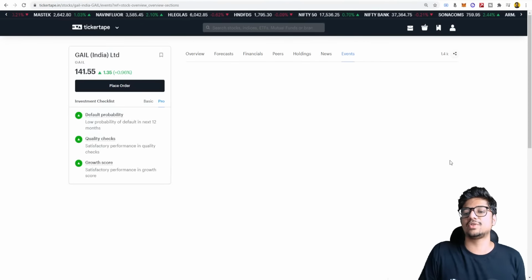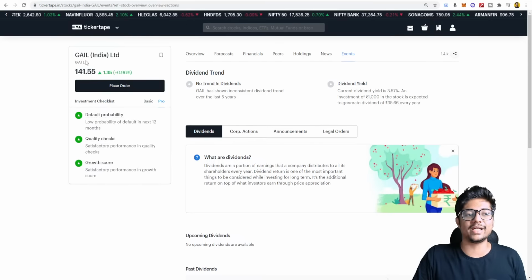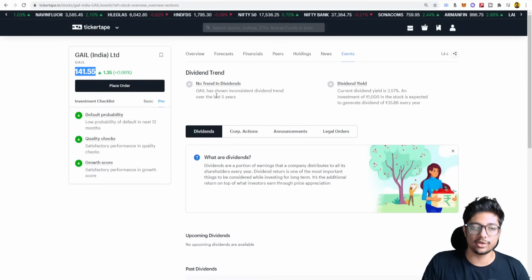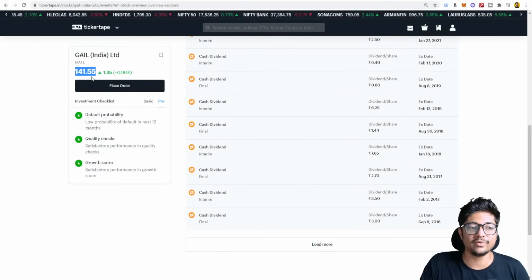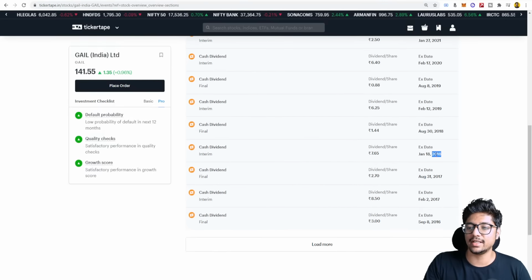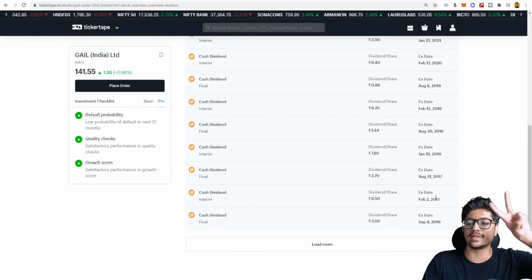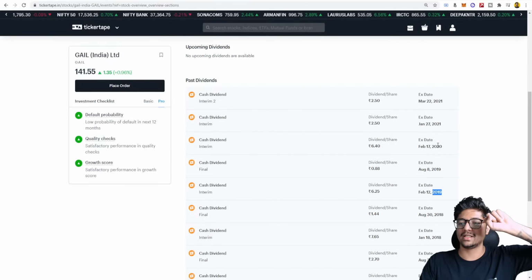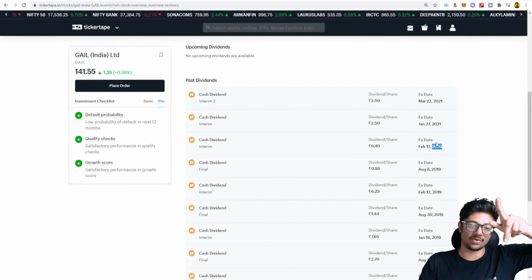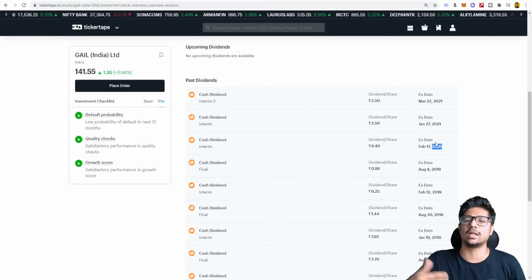But sometimes you see that they give a lot of dividends also. So look at GAIL. It's currently trading at 141 rupees per share. And let's look at their dividends. In 2017, 2018 and 2019, they've given two dividends each year. And in 2021, only one time, maybe because of COVID, and I think the government did not allow it at one point.